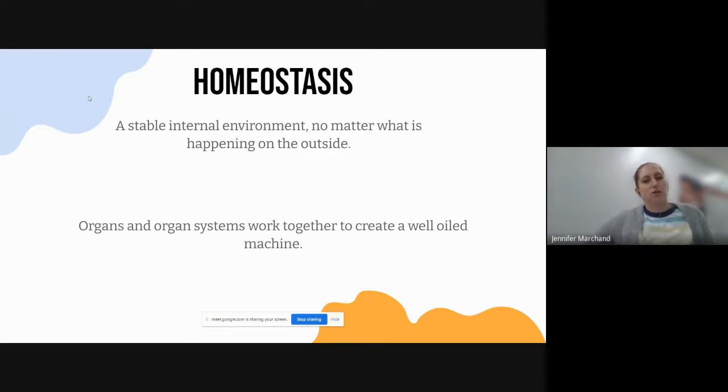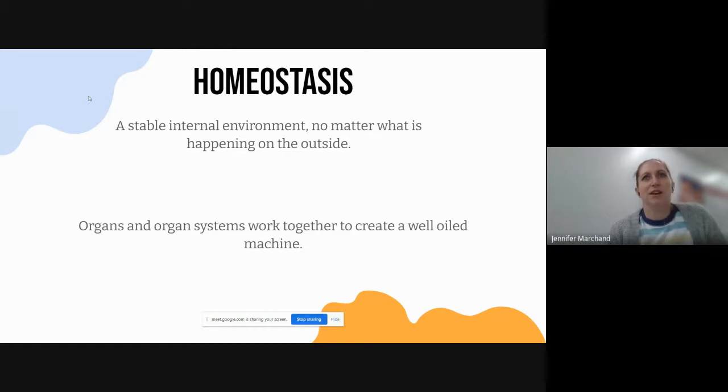All right, so you guys remember from when we were talking about cells, homeostasis. Homeostasis, again, is going to pop back up. It's going to pop back up here in our body systems. It's going to pop back up when we jump over to the environmental side of things. It's going to pop back up when we talk about plants. Homeostasis is so important. So it means a stable environment no matter what is happening on the outside. So organs and organ systems work together to create a well-oiled machine. That's it. Like, that's all there is to it.